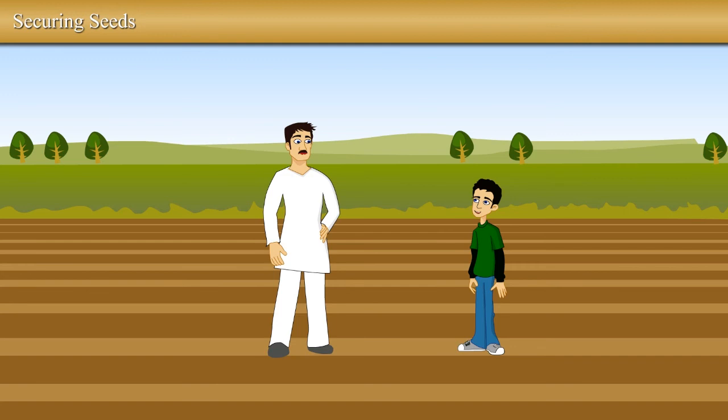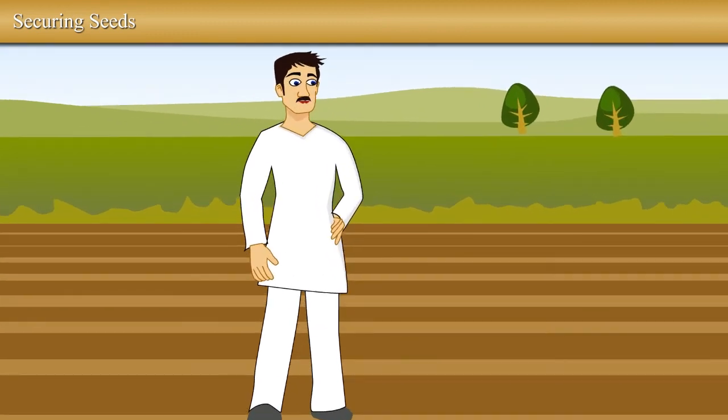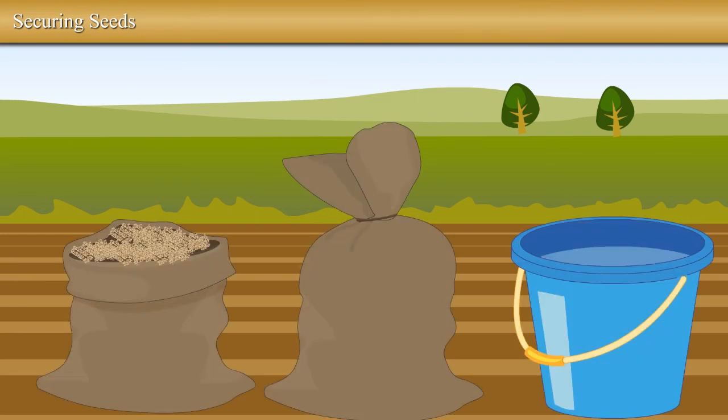Dad, how do we select good quality seeds? Good quality seeds are clean and healthy seeds. We will follow a method for separating good, healthy seeds from the damaged ones. We will take a bucket of water and fill half of it with water. We will put a handful of wheat seeds and stir well, and then wait for some time.